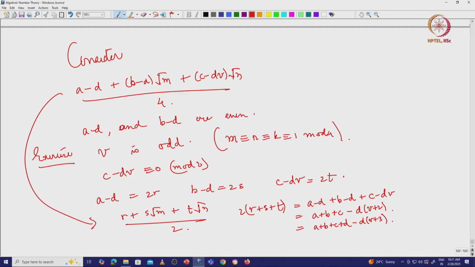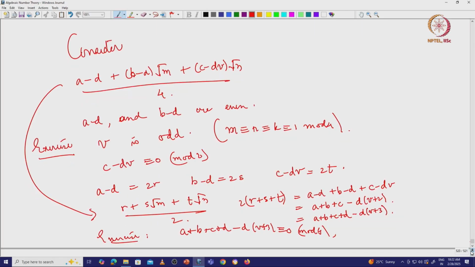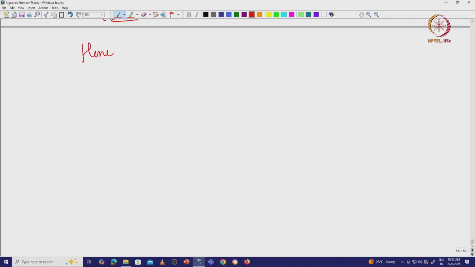And now what you notice is that, again, just the way things are set up, you can show that this thing is divisible by 4. Okay, so maybe you can take this as an exercise. You prove that a plus b plus c plus d minus d times v plus 3 is congruent to 0 mod 4. Okay, and that will prove for you that r plus s plus t is congruent to 0 mod 2. Okay. All right.